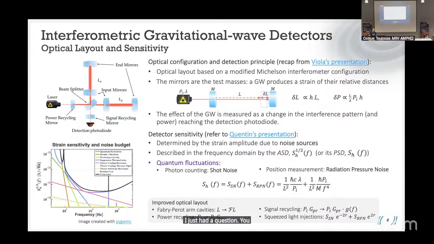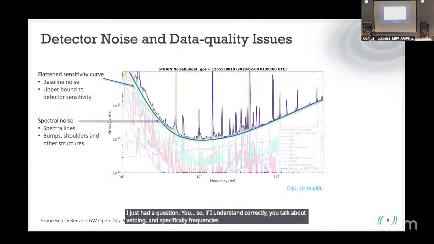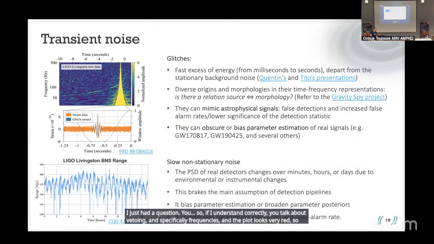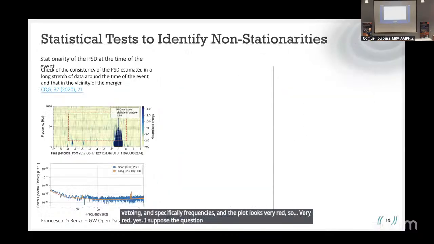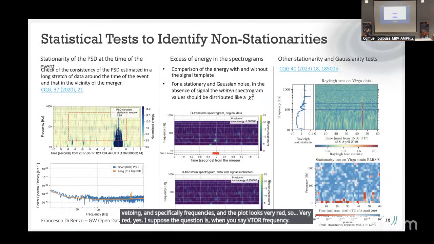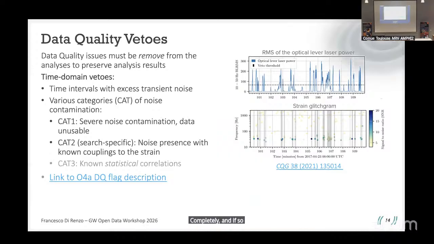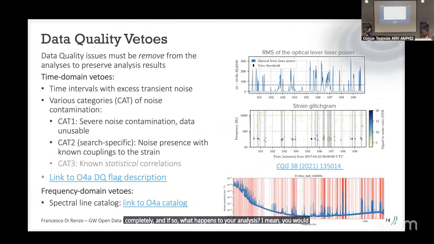If I understand correctly, you talk about vetoing specific frequencies, and the plot looks very red. Very red, yes. I suppose the question is, when you say veto a frequency, do you just get rid of it completely? And if so, what happens to your analysis? You would lose real data in vetoing these frequencies. First of all, which kind of search are you doing? A CBC search can probably ignore most of these frequencies. Probably only the louder frequencies are notched, but the rest gets passed through.